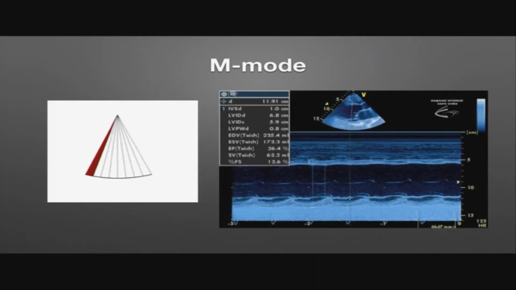With something like M mode, where you're just looking at one line, you can get much more information in terms of temporal resolution. So you're typically getting frame rates of about 1,000 frames a second with M mode. But again, the problem is you're just looking down one line of sight. And M mode is what we had about 20, 30 years ago. That's all we had.